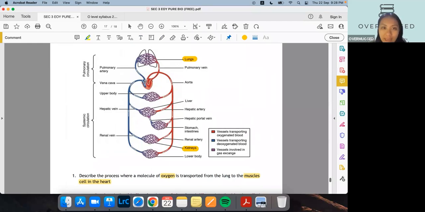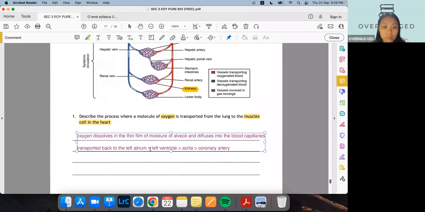From the lung, pulmonary vein to the left atrium. Oh, I didn't write pulmonary vein. Okay, don't be like me. Don't miss out any of the blood vessels. Unless they say blood vessels are not needed, you must write all the blood vessels in.